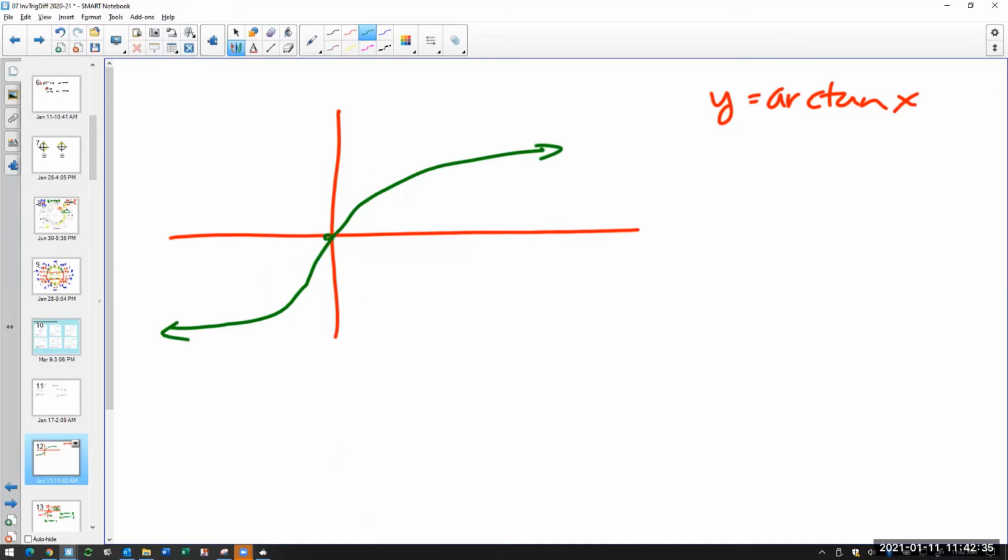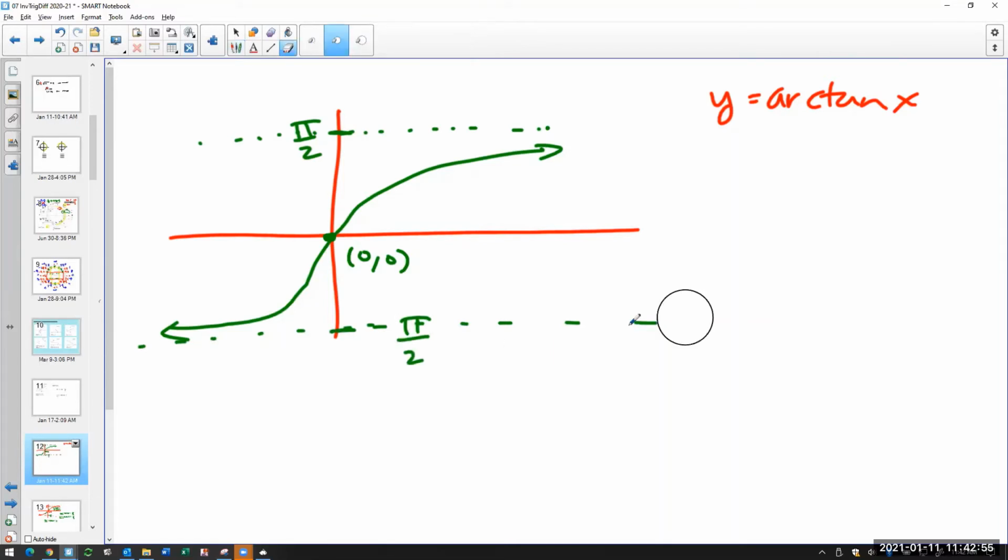Arctangent intersects right here at 0, 0. You need to know that, okay? You need to know that on the top here, it goes forever to the right, but it never goes higher than pi over 2. And on the bottom here, it goes forever to the left, but it never goes lower than negative pi over 2, okay? And that gives you 3 limits that you actually have to know.